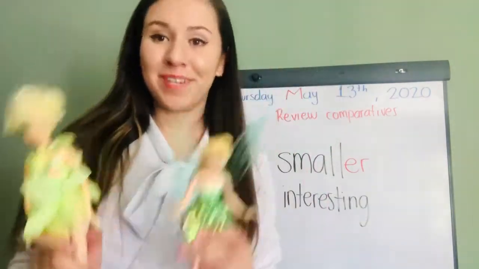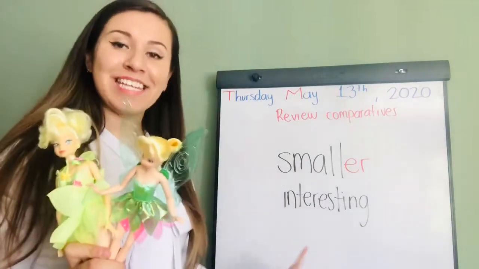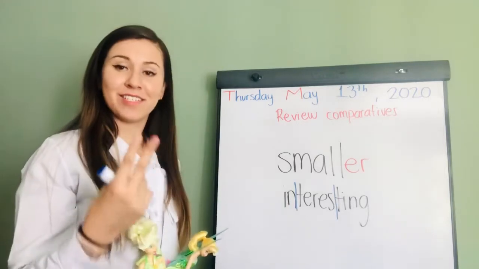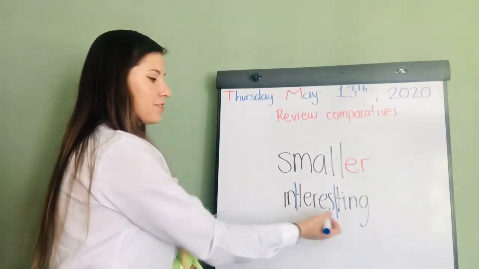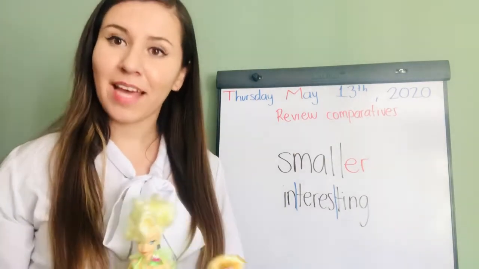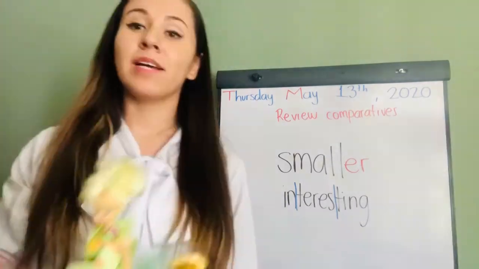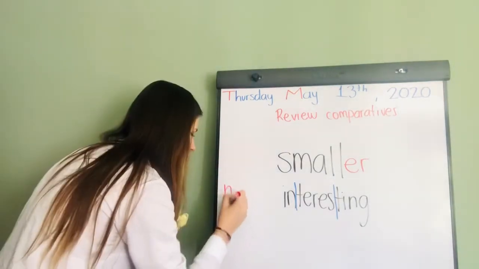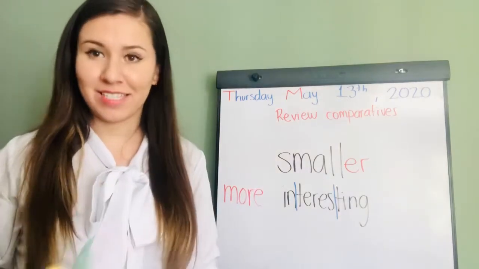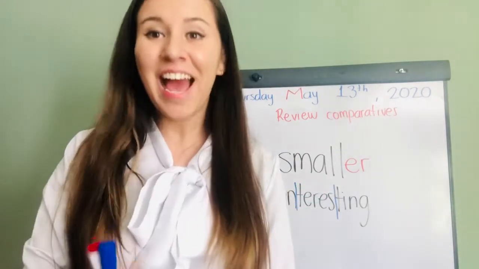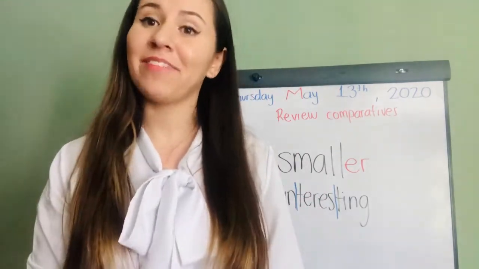So if we compare them using the word interesting, again we have to count the syllables of this word. Interesting. It has 3 syllables. That means that it belongs to group 2. Remember? So what do we have to do? We have to add the word more. More interesting. So now we can say that this doll is more interesting than this doll.